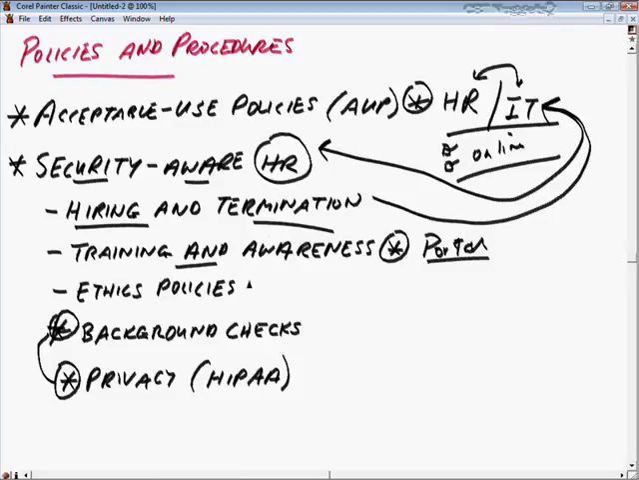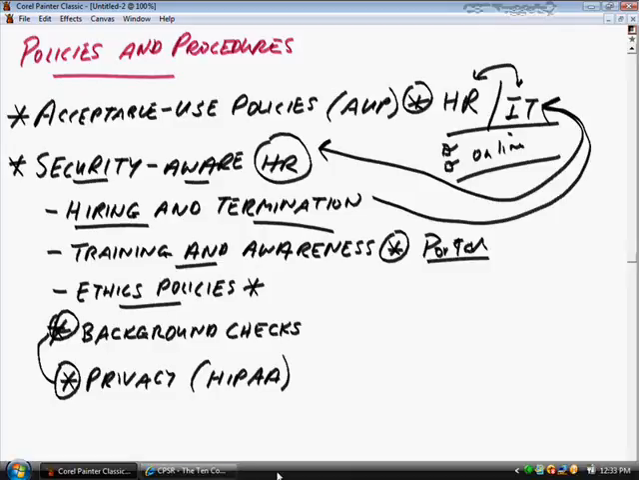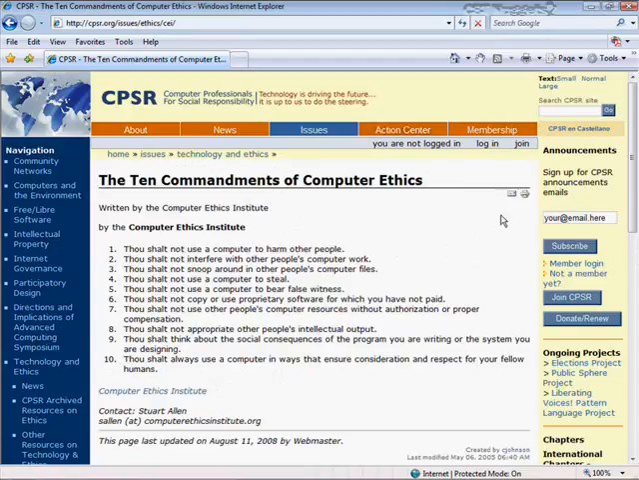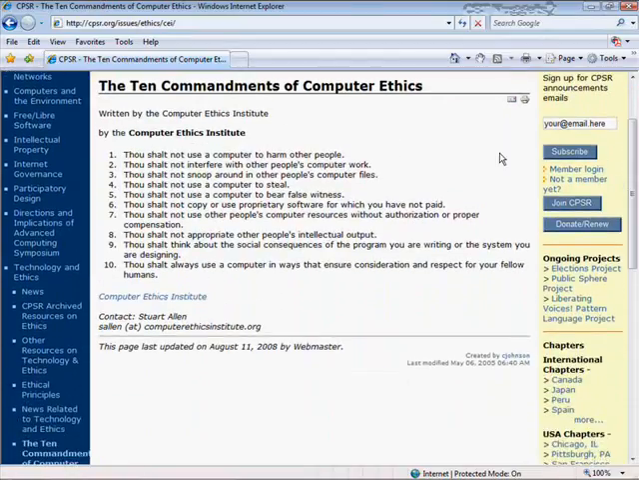Then, of course, ethics policies. What kind of mission does your company adhere to? What are your ethics? There's an organization called Computer Professionals for Social Responsibility, CPSR, and they have a website. Let me show you. The CPSR has the 10 commandments of computer ethics, and this is something that a lot of companies will institute as a mandate, okay?